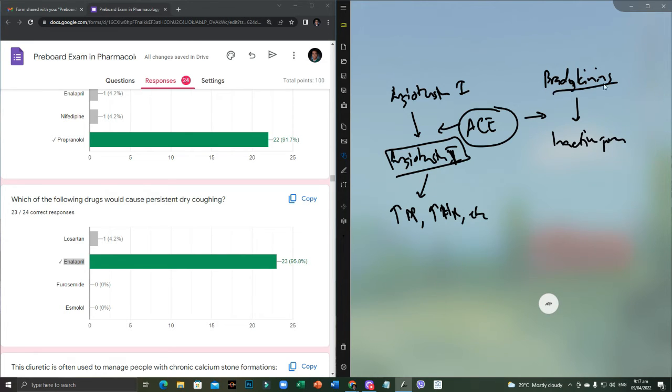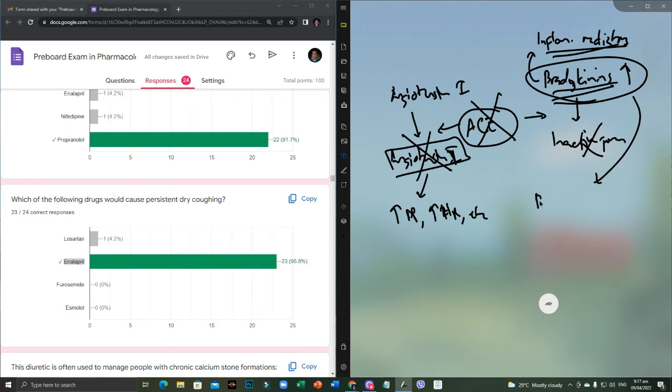Okay? The thing with bradykinins, these are inflammatory mediators. And they can cause irritation to the lungs. Now, by inhibiting angiotensin-converting enzyme, at least we prevented the formation of angiotensin 2. And at the same time, we increase bradykinin levels. So by increasing bradykinin levels, this is going to manifest as persistent coughing. Okay? It's going to cause persistent coughing.